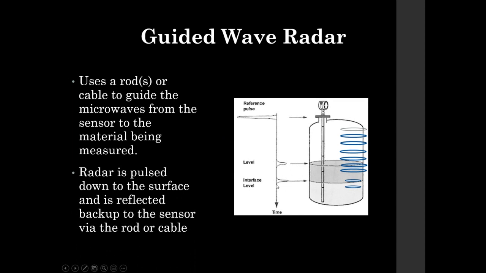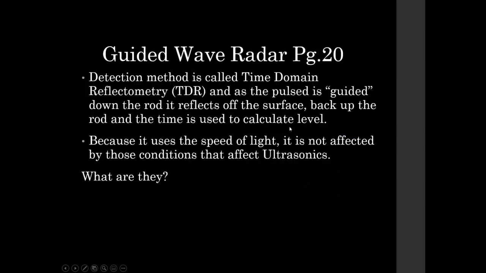And you see here again the signal represented by peaks. Okay, the detection method for radar is called time domain reflectometry. I believe this has been removed from the ILM, but as that pulse is guided down the rod, it reflects off the surface, back up the rod, and the time is used to calculate that level.